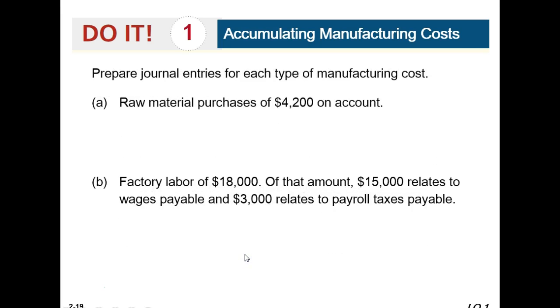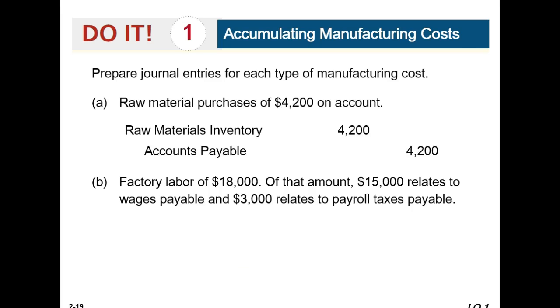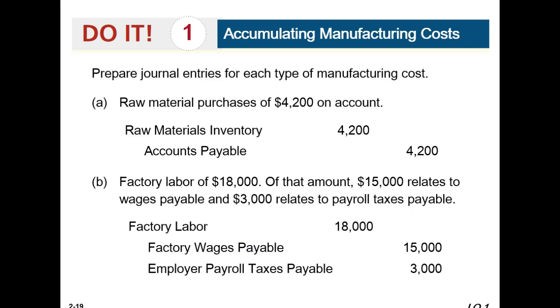So the journal entry for raw materials is going to be a debit to what? Raw materials, and a credit to accounts payable because we purchased them on account. The factory labor of $18,000 is going to be a debit to our inventory account, factory labor of $18,000. The credit would be factory wages payable of $15,000 and employer payroll taxes payable of $3,000.